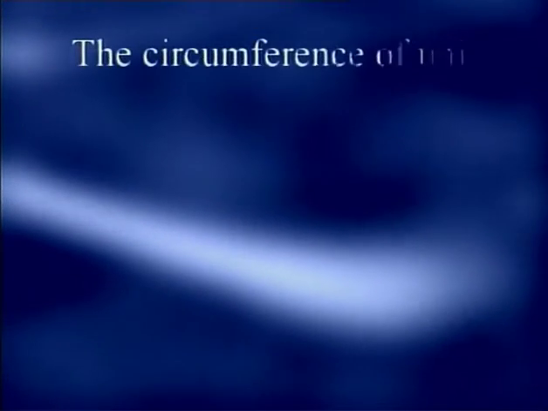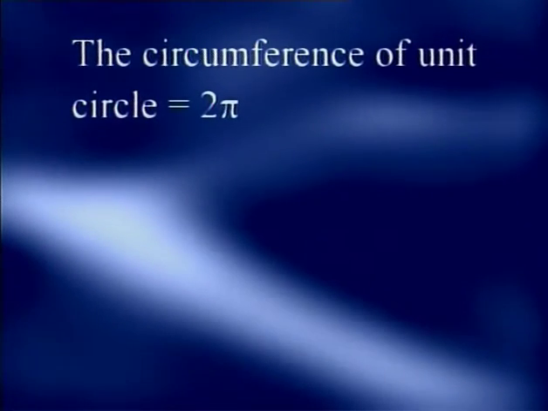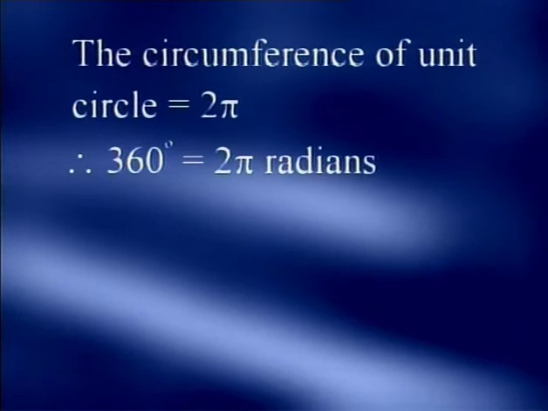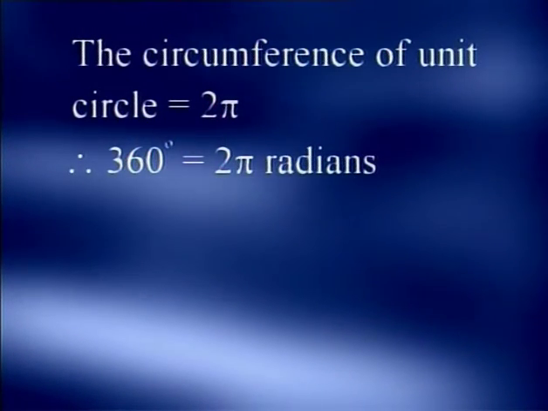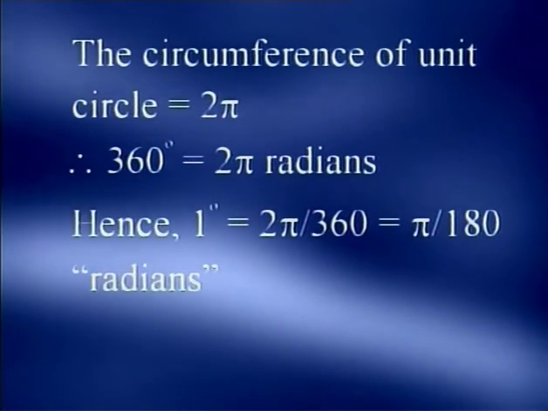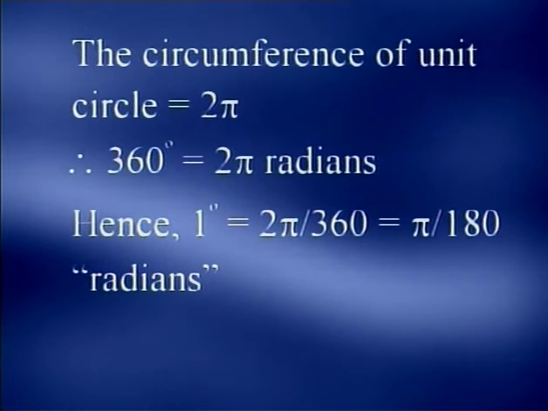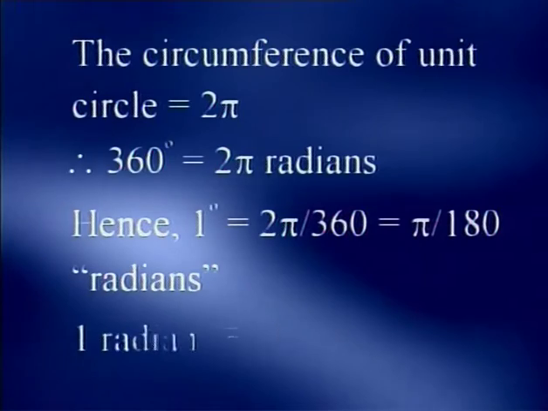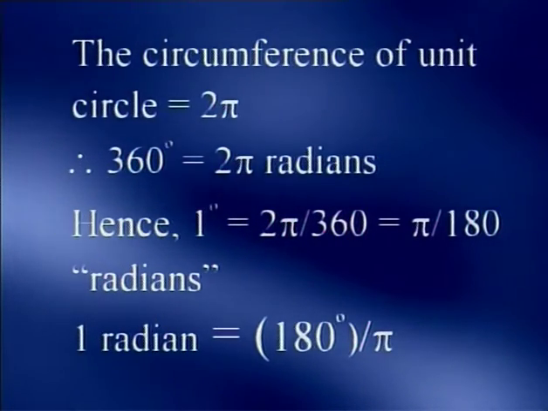Now let's see the relationship between degrees and radians. The circumference of the entire unit circle is 2 pi. So it follows that 360 degrees equals 2 pi radians. Hence 1 degree is equal to 2 pi upon 360 radians, that is pi upon 180 radians, and 1 radian is equal to 180 upon pi degrees. So this is the way we can convert radians into degrees and degrees into radians.